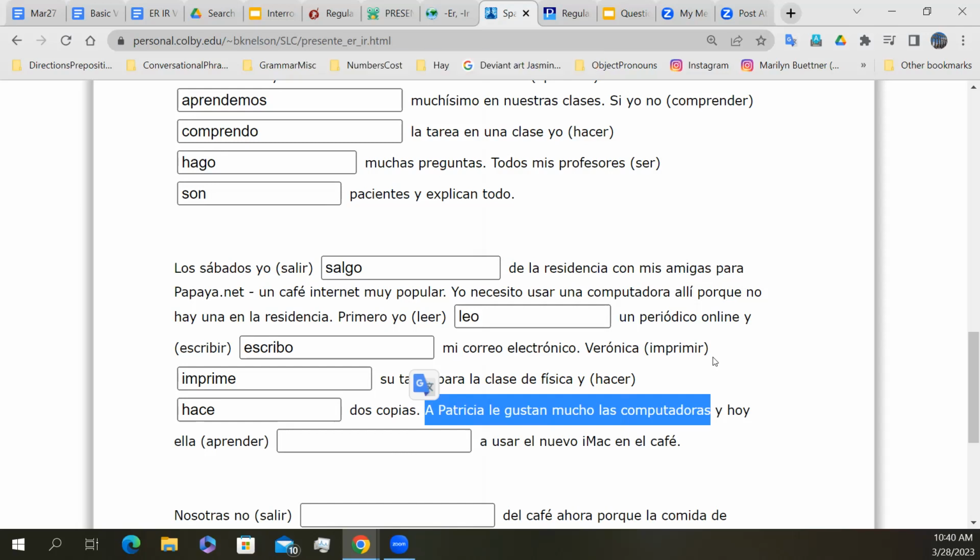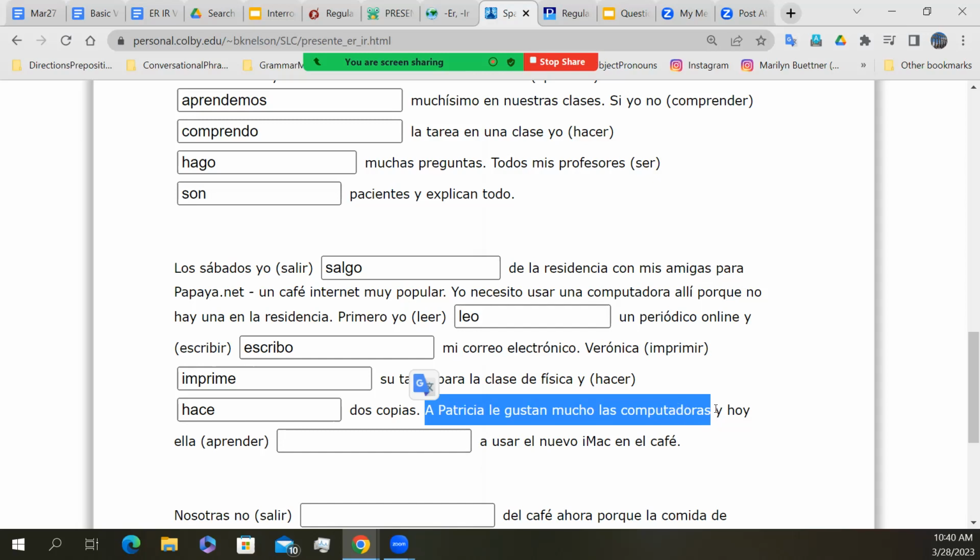It does something special and different, and it does not conjugate the verb for the person who likes, but for the thing that is liked. Because what it really is saying is computers are pleasing to Patricia, which sounds totally weird, but that's the way they use that structure in Spanish. A Patricia le gustan mucho las computadoras. Patricia likes computers very much, but literally computers are very pleasing to Patricia.